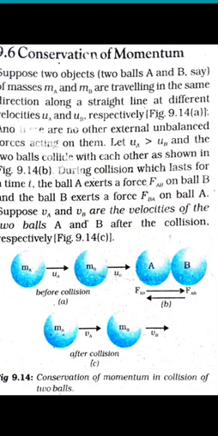When they collide with each other, ball A exerts a force F_AB on ball B, and ball B exerts a force F_BA on ball A, and that is shown in the second part of the figure. That is the collision of the two balls A and B. After collision, the objects A and B move with velocities VA and VB respectively. VA is the final velocity of object A and VB that of B.